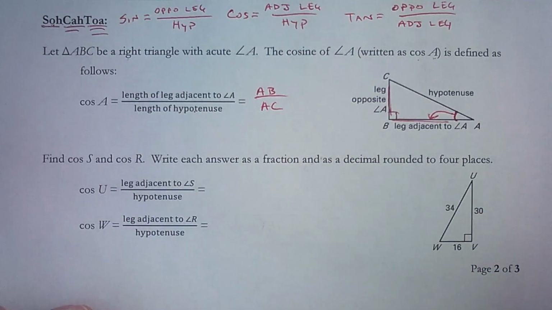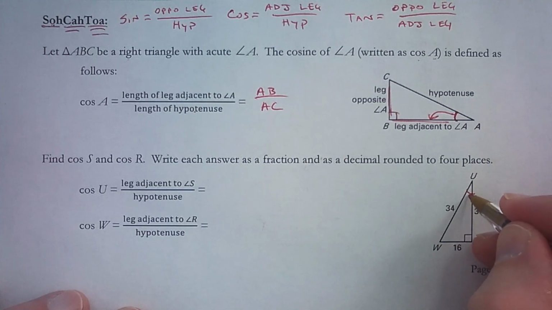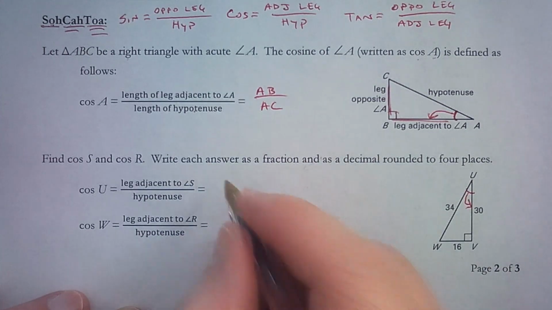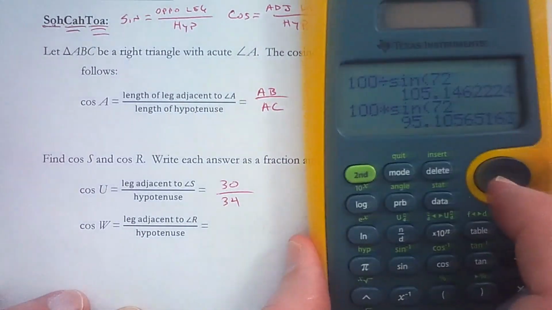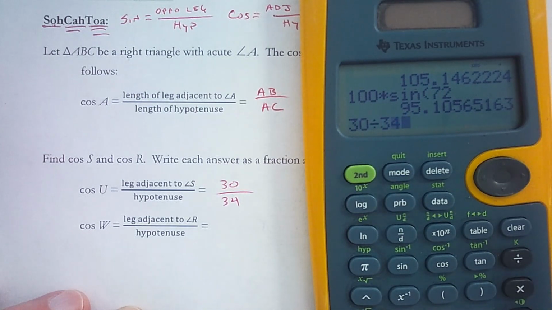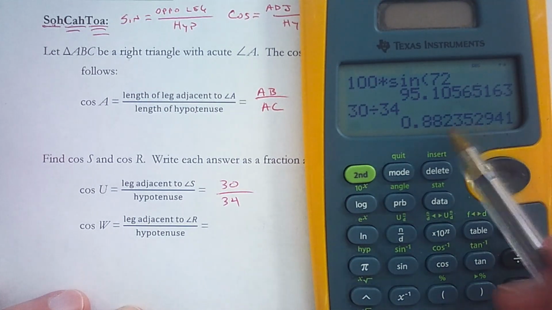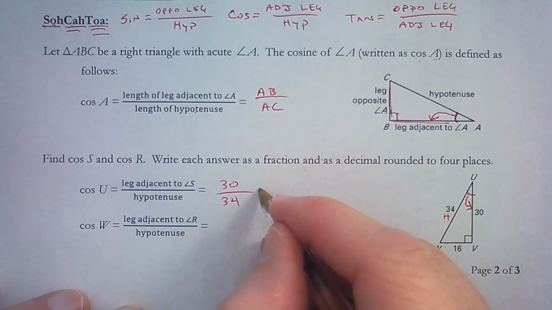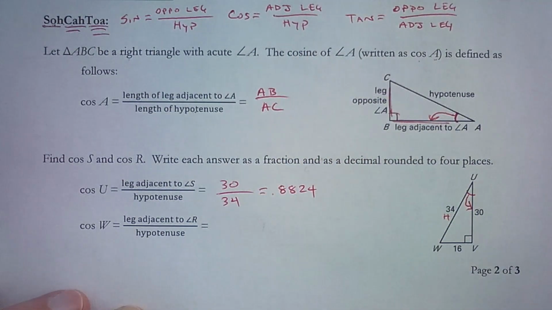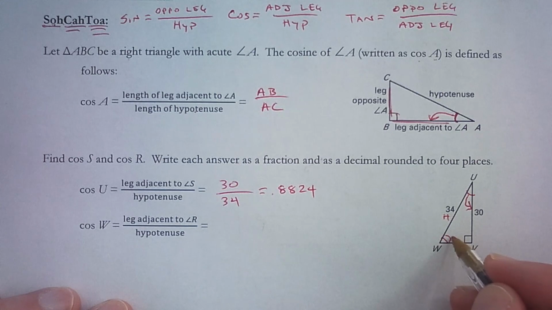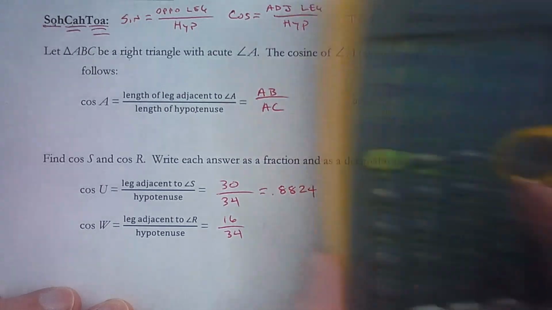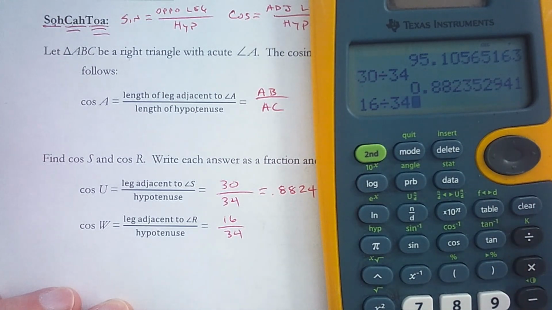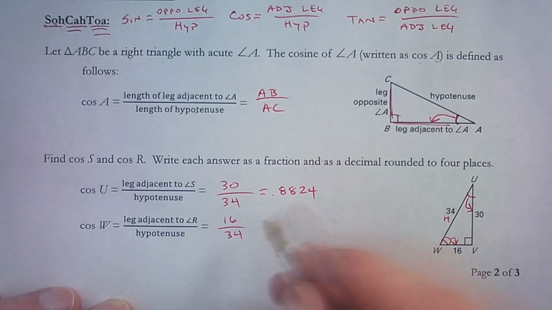Now we're going to write cosine of U as a fraction and then as a decimal to 4 places. Cosine of angle U, here's angle U, is the leg adjacent, right here, 30, over the hypotenuse, which is 34. So 30 over 34 is 0.8824. Then cosine of W, here's angle W, the adjacent leg is 16, and the hypotenuse is 34. 16 over 34 is 0.4706.